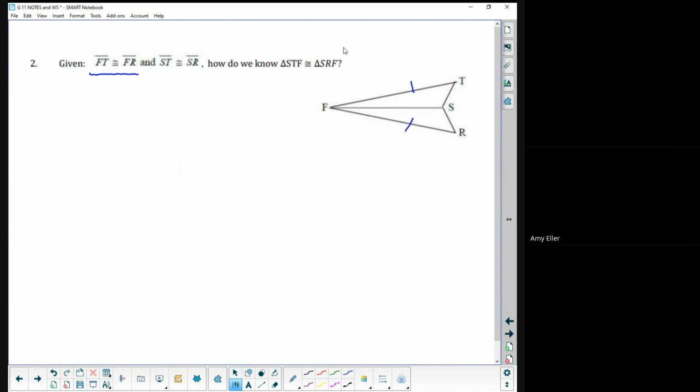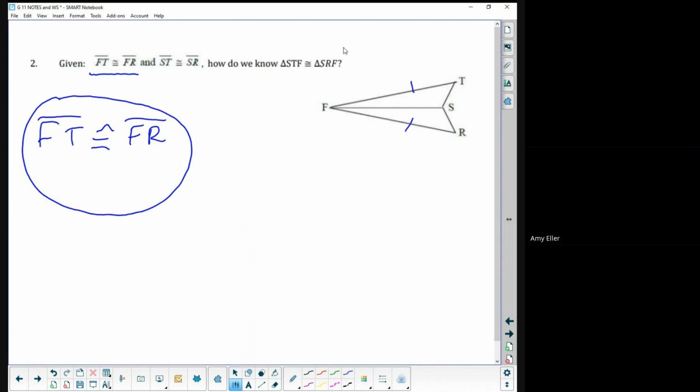Now, before we go on, let's write about it. FT congruent to FR. What's my reason? How did I know those were congruent? Yeah, it was just given to me. They just told me. So it's in my picture. I wrote about it. I'm going to put a check mark. I got that one taken care of. I drew it. I wrote it in my statements.